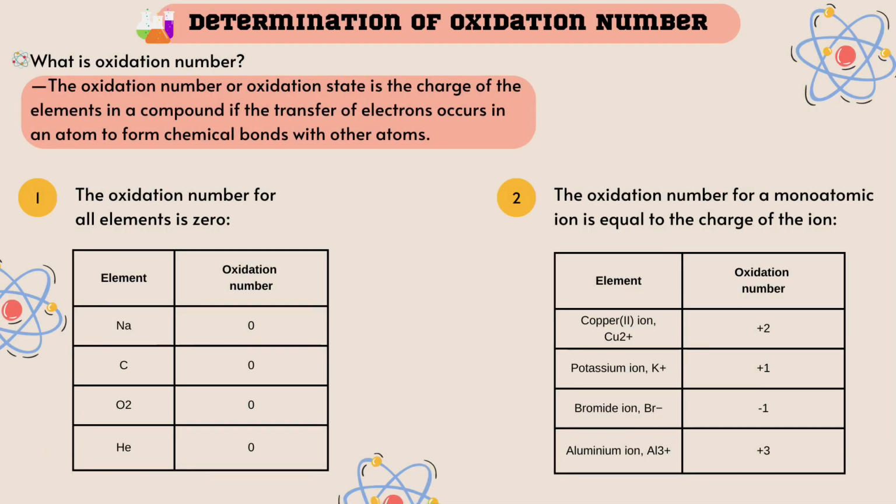So, we move to the part determination of oxidation number. What is the oxidation number? The oxidation number or oxidation state is the charge of the element in a compound, if the transfer of electrons occurs in an atom to form chemical bonds with other atoms. Firstly, the oxidation number for all elements is 0. And second, the oxidation number for a monoatomic ion is equal to the charge of the ion.